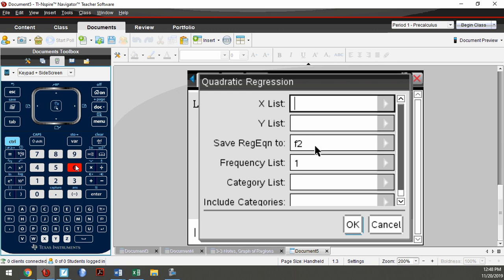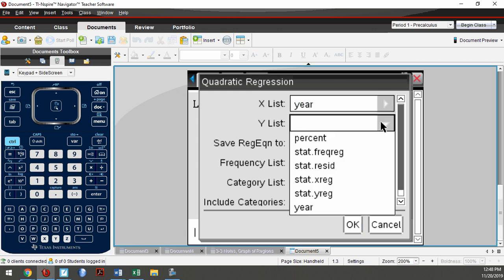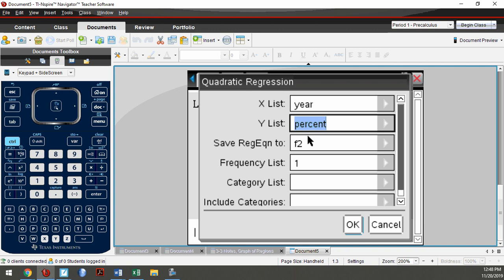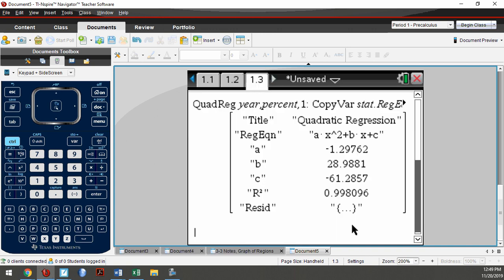In my X list, I'm still going to choose my year. My Y list, I'm still going to choose my percent, but this time I'm going to store it in F2, because F1 is my linear model, and F2 is going to be my quadratic model. And I'm going to press Enter. So I'm going to write down my equation. My equation is Y is equal to AX squared plus BX plus C, because that's the equation of a quadratic model. A is going to be negative 1.29762X squared plus 28.9881X minus 61.2857. Yes?